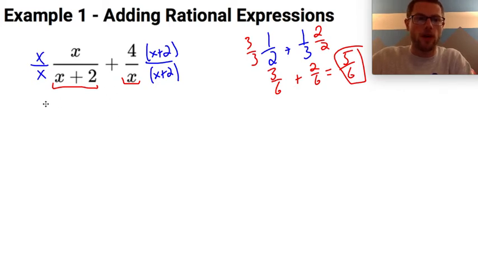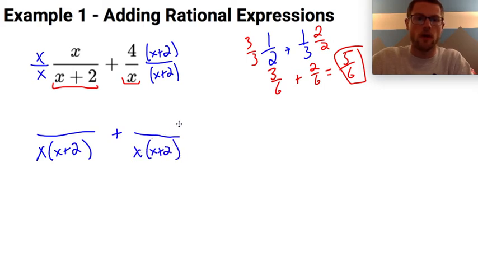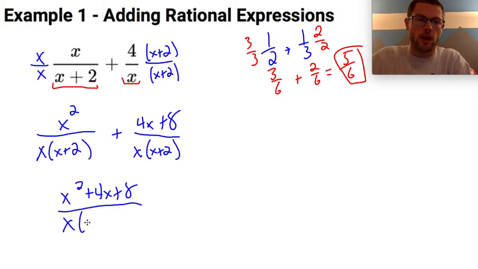So when I look at my denominator, for this first fraction I'll have x times the quantity x plus 2, and my second fraction will have x times the quantity x plus 2. And then I just multiply on top as well. So this is x squared, and then I'm going to distribute that 4 through to make 4x plus 8. When I add those two things together, I just add across the top, just like I do with my regular fraction problems. So this is going to be x squared plus 4x plus 8, all over x times x plus 2.